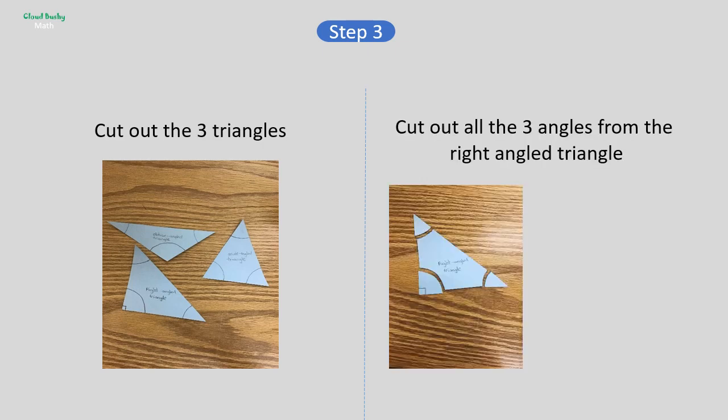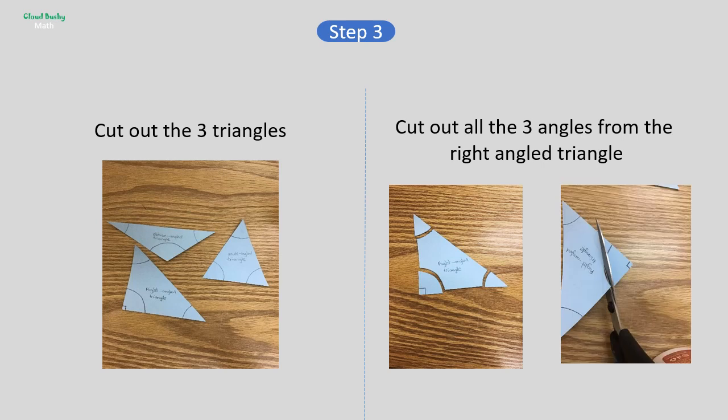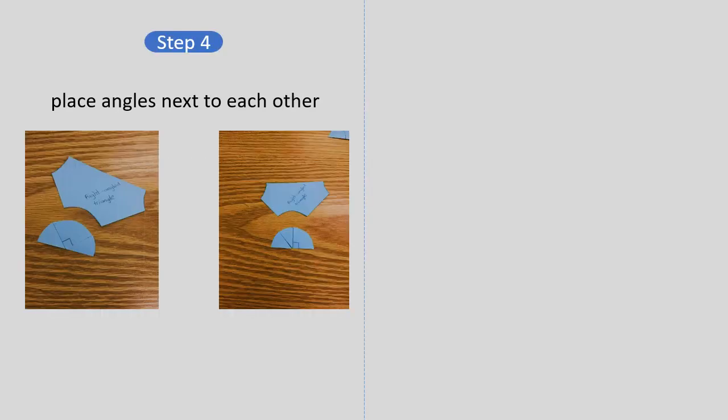After that, we want to cut out the angles from the right-angled triangle. Your scissors should follow the lines marked by the compass from step 2. Step 4. Align the straight edges of any 2 of the cutouts from the right-angled triangle. Place the 3rd remaining piece on the left-hand side or the right-hand side.